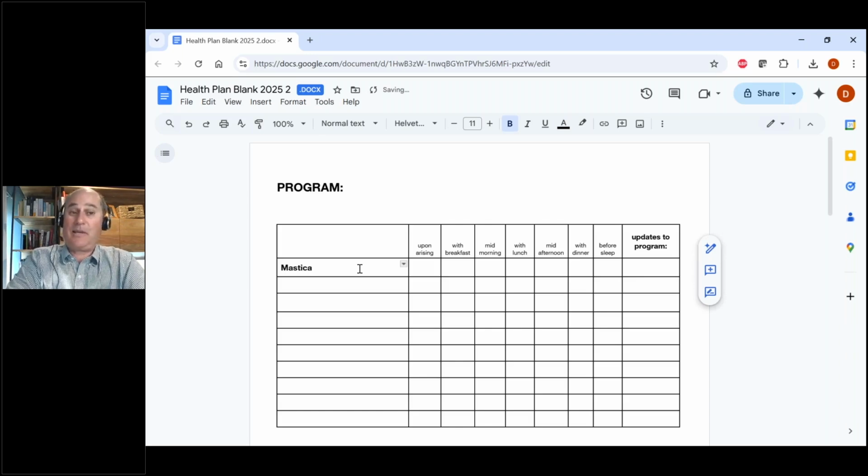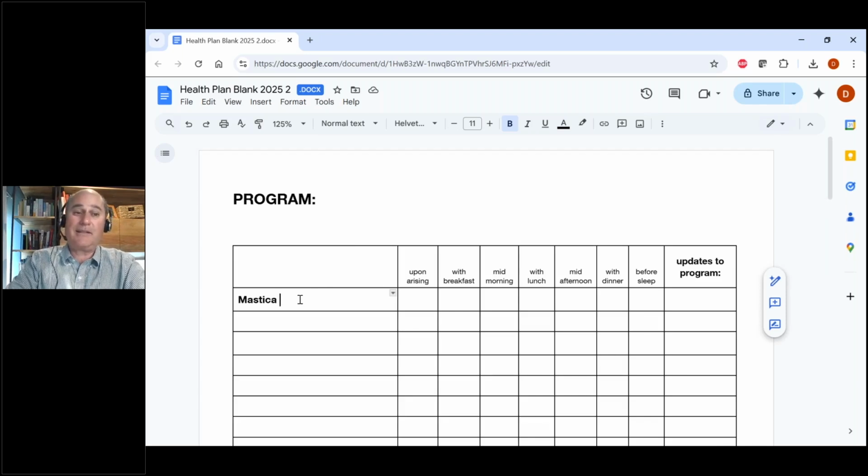Mastica is for sure the best thing that I've seen for H. pylori. And tons of different companies have Mastica containing products. And you want to get the dose, depending on which brand you're using, you want to get the dose per time you're giving it to at least 500 milligrams. And that would be like breakfast, lunch, and dinner.